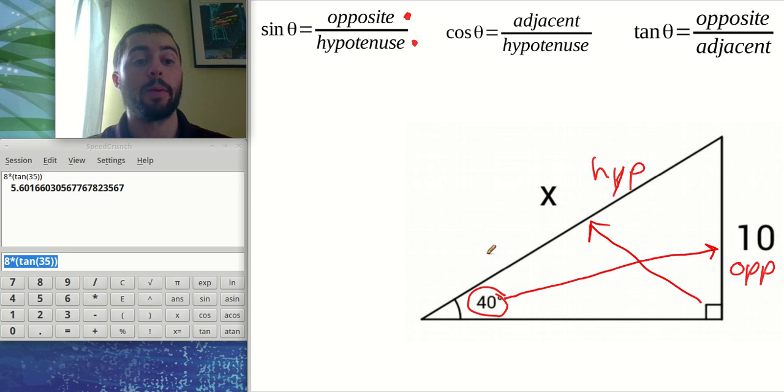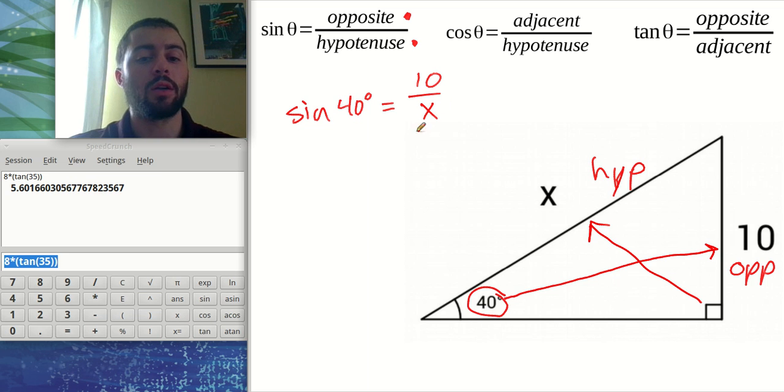So we're going to take the information that we have and plug it into the sine function. Sine of our angle, which in this case is 40 degrees, equals opposite, which is 10 in this case, over hypotenuse, which is x. All right, so we've plugged in all our information. Now we want to solve the equation. We're going to try and solve for side x. So this is a little trickier than the last one.